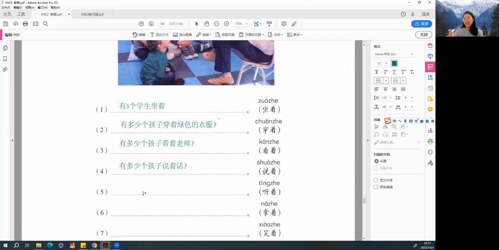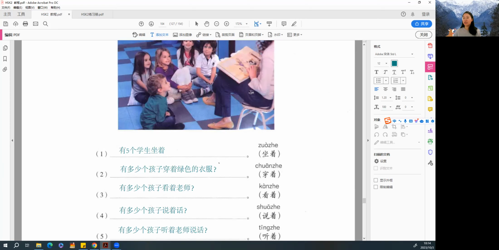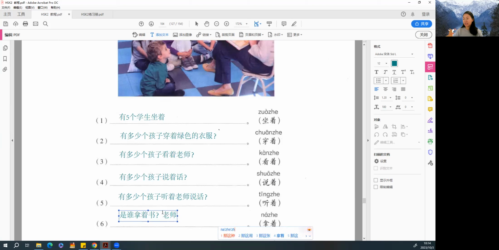Yeah, it can be 有多少个孩子听着? What are they listening to? They are listening to what the teacher said, right? 听着老师说话. The teacher, what the teacher said. 老师说话. 拿着, 有多少个孩子, or 有多少个人, or 是谁, who. 是谁拿着书? So it's who. I'm not going to ask how many. It's who is holding the book. It should be the teacher, right? The answer will be 老师拿着书, holding the book. 着, do not forget 着.